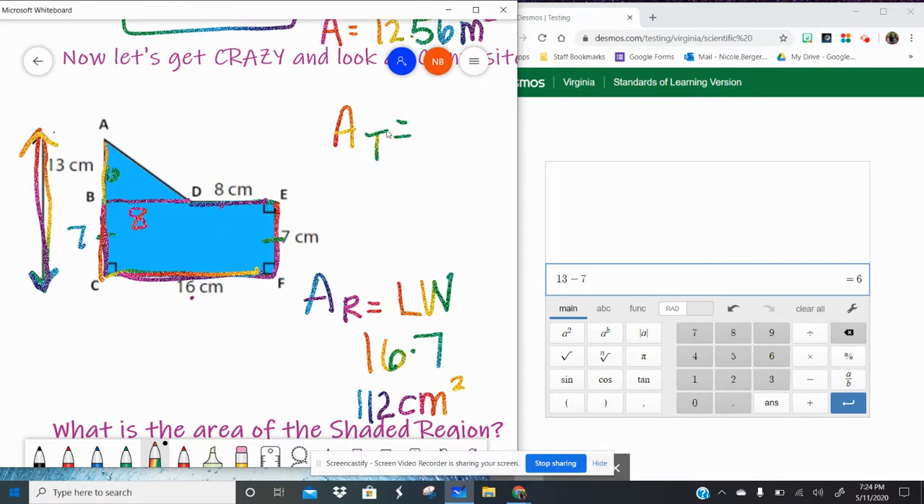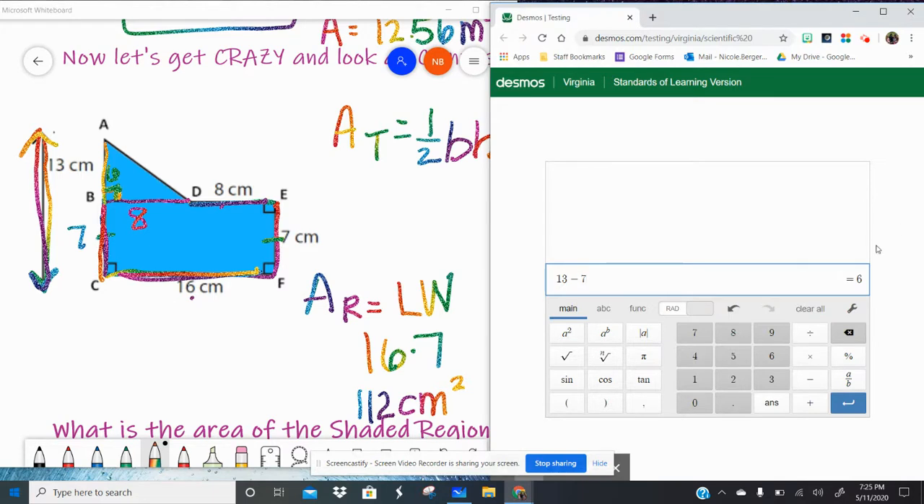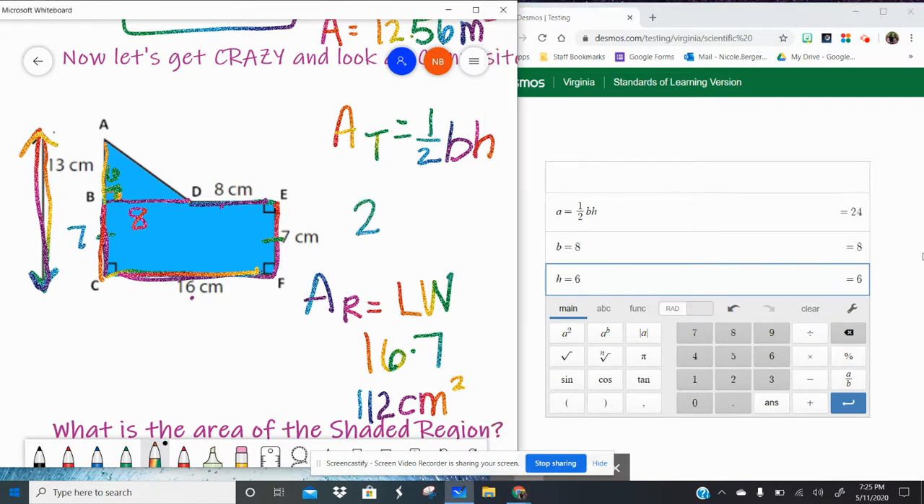So the area of a triangle is 1/2 base times height. And the base and the height form a perpendicular, 90-degree right angle, right? They're perpendicular to each other. So the base is going to be 8. The height is going to be 6. And over here, I just clear this and I type in area equals 1/2 base times height. Base equals 8. Height equals 6. And the area of my triangle is 24 centimeters squared.